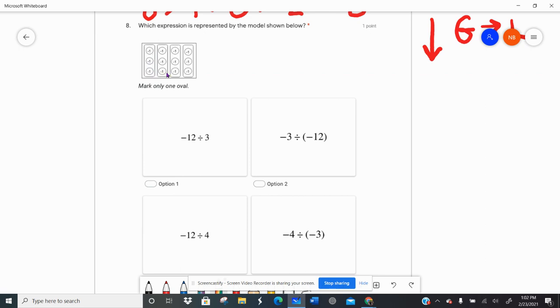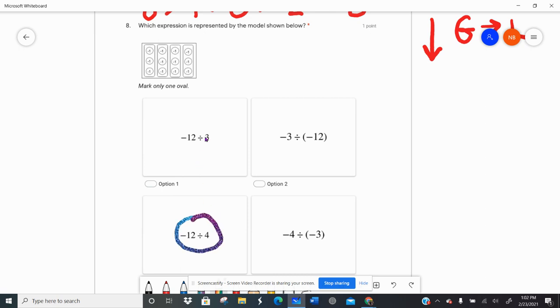I have 4 groups of -3, which gives me a total of -12. 1, 2, 3, 4, 5, 6, 7, 8, 9, 10, 11, 12. So I have -12 split into 4 equal groups. So I'm going to choose this -12 divided by 4, right?